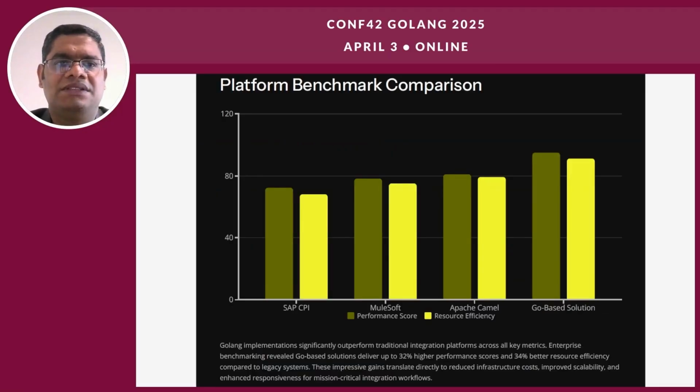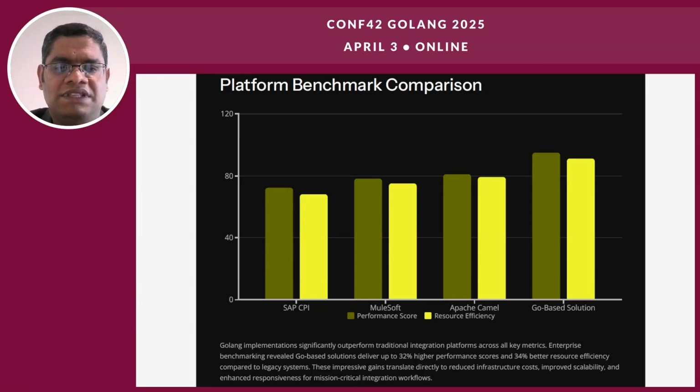This is the performance and platform benchmark comparison between different integration applications like CPI, SAP, MuleSoft, Apache Camel, and Go-based solutions. Here, if you see, the dark color is the performance score and the light color is the resource efficiency. In all these aspects, we notice Go-based solutions give better results in both the metrics.